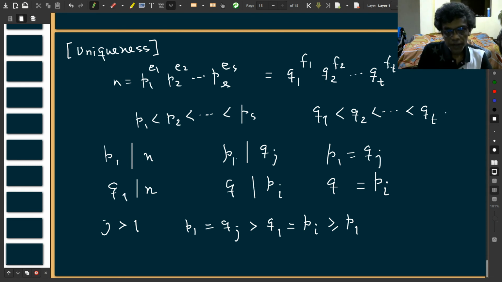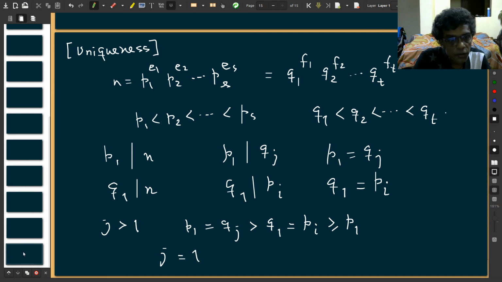So p1 divides n, so it must be equal to some qj. Likewise, q1 divides n, so it must be equal to some pi. If j is greater than 1, then p1 is equal to qj, which is greater than q1, and q1 is equal to pi, which is greater than or equal to p1. So p1 is greater than p1, which is a contradiction. Therefore, I must have j equal to 1. So this is almost done.